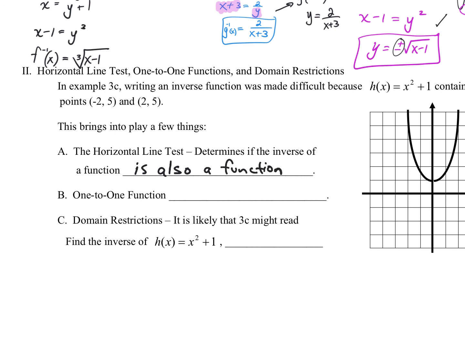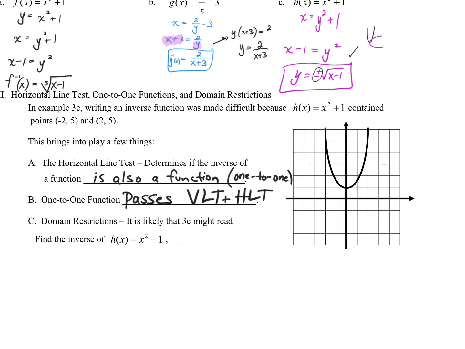If those conditions are met, this means the function is one-to-one. A one-to-one function passes the vertical and horizontal line test. The vertical line test tells us it's a function. The horizontal line test tells us that the inverse is also a function, making that function one-to-one. Now, we like dealing with functions, whether we're dealing with inverses, original functions, whatever.